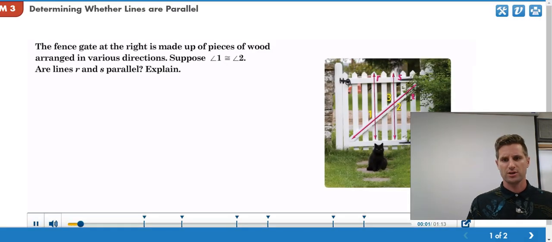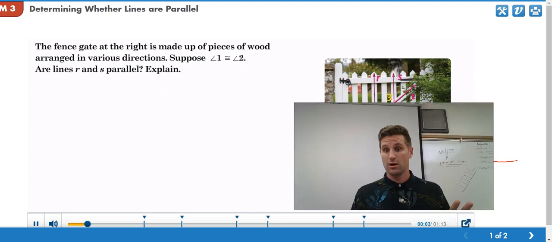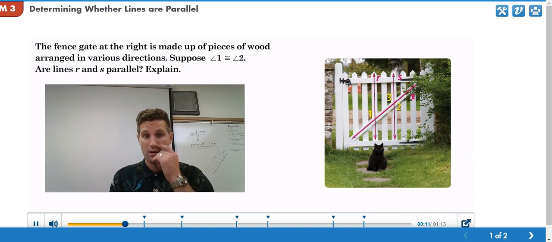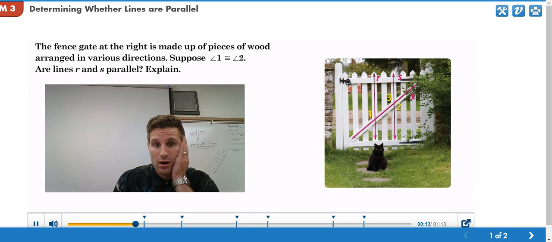Oh gosh. In this problem, you will determine whether lines are parallel. The fence gate below is made up of pieces of wood arranged in various directions. Suppose angle 1 is congruent to angle 2. Are lines R and S parallel? Explain.